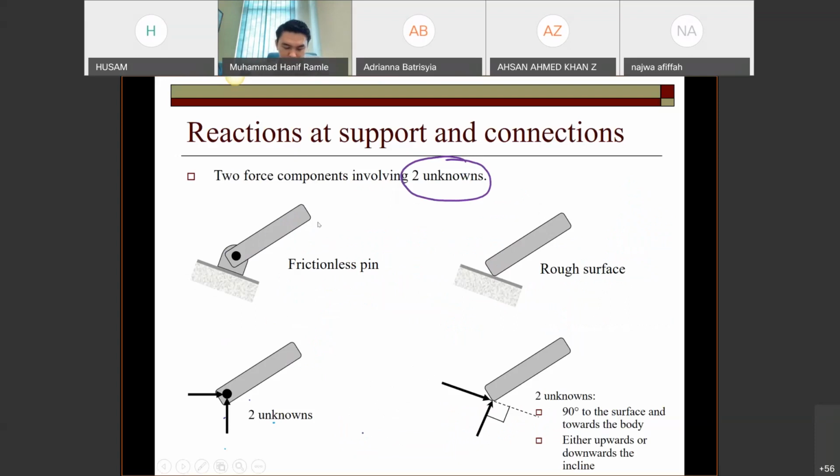The first condition is frictionless spin, and the second condition is the rough surface.